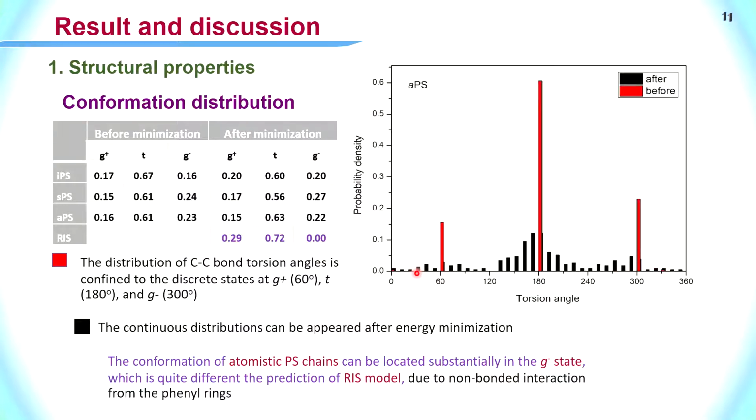For comparison, it is apparent that the conformation of the atomistic polystyrene chain can be located at the minus gauche state, which is quite different from the prediction of the RIS model, which has only a zero value. This effect may be a consequence of the non-bond interaction due to the phenyl rings that are not present explicitly in the RIS calculation.